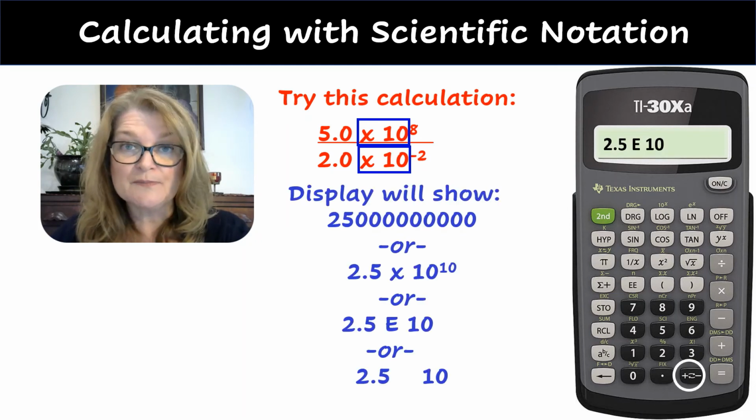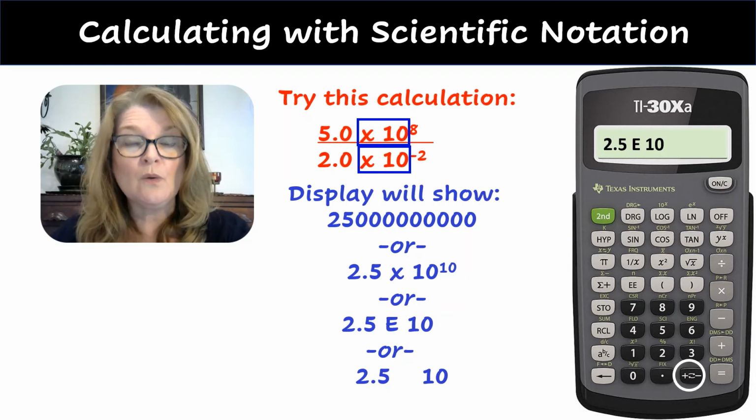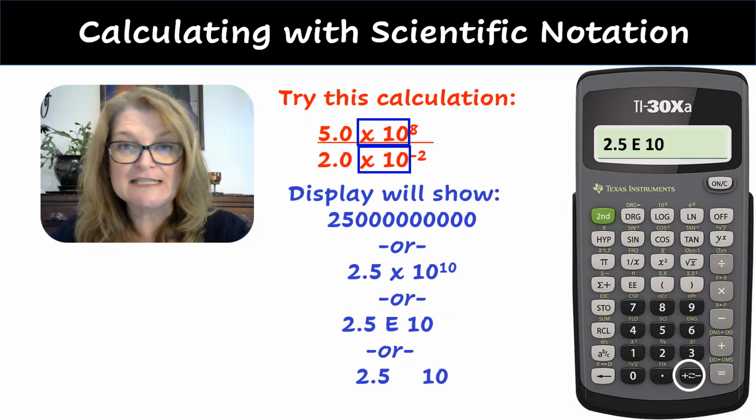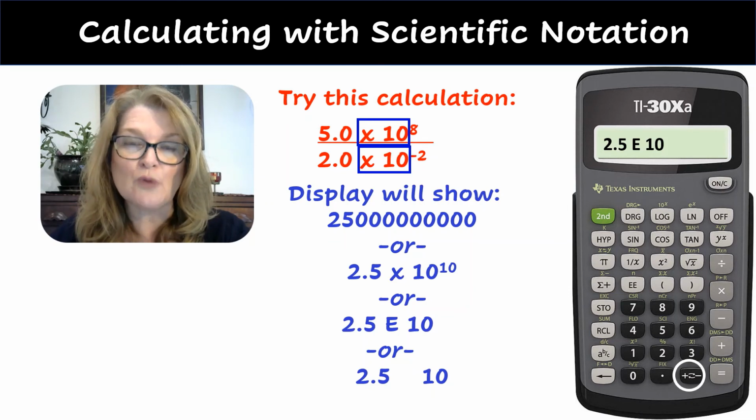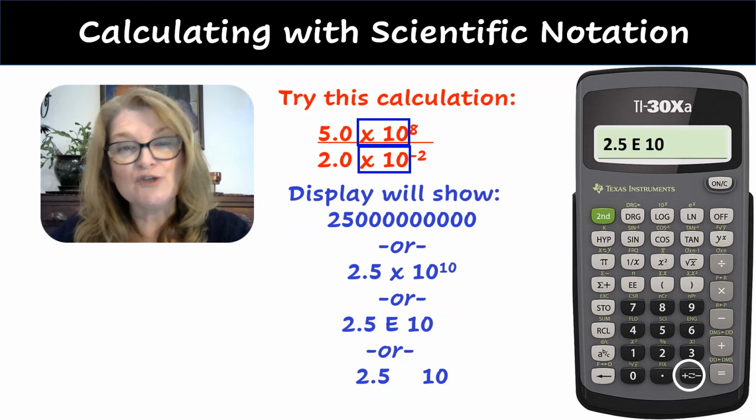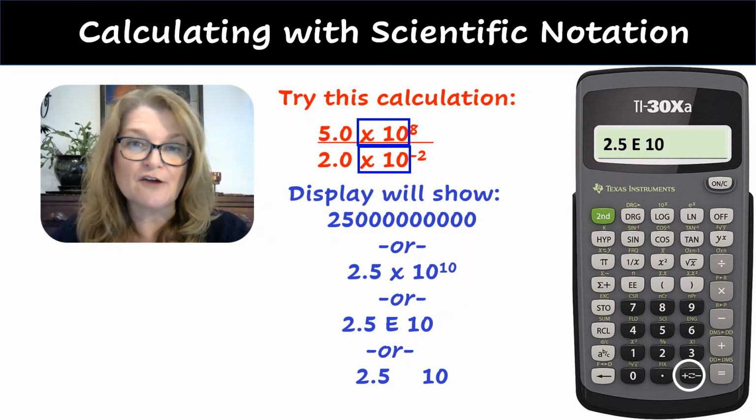Now hit equals. Now hopefully you see one of these possible answers. You might have a 25 followed by 9 zeros or 25 billion, or you might see 2.5 times 10 to the 10, or it might be like the calculator I'm showing on the screen and it says 2.5E10, in which case you need to remember to substitute a times 10 for the E when you write it on your paper. Or you might see 2.5 space 10, in which case, again, you need to remember to add a times 10 into your answer when you write it on your paper. Now, if you didn't get one of these answers, it's a good idea to pause the video and try to enter it into your calculator again.